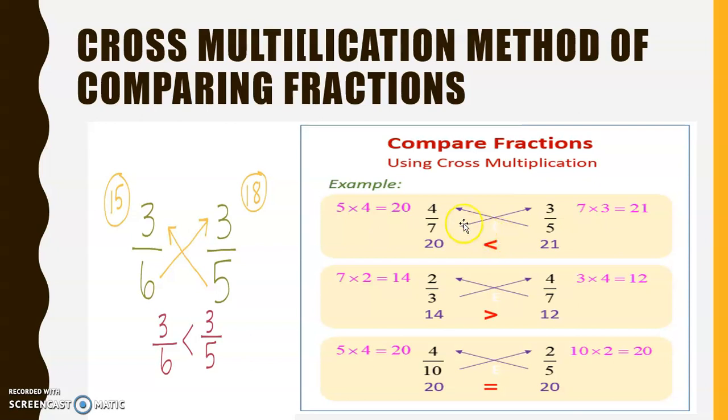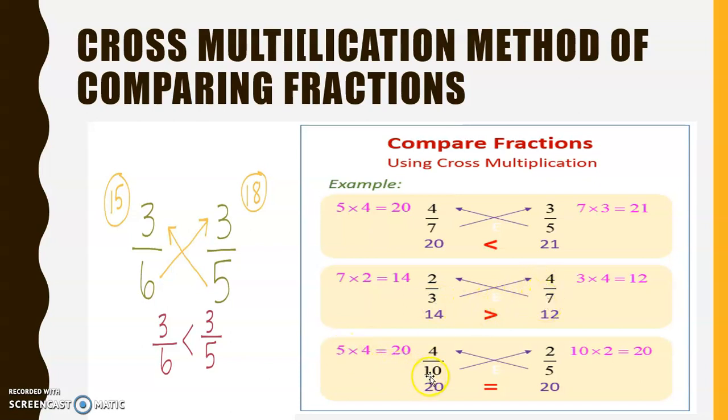Let us see one more example here. 4 upon 7 compared to 3 upon 5. 7 threes are 21 and 5 fours are 20. So the crocodile will always open his face towards the greater value fraction. So 4 upon 7 is smaller than 3 upon 5. Let us see the next one. 3 multiplied by 4 is 12 and 7 multiplied by 2 is 14. So the crocodile will open his mouth towards 2 by 3. So 2 upon 3 is greater than 4 upon 7.